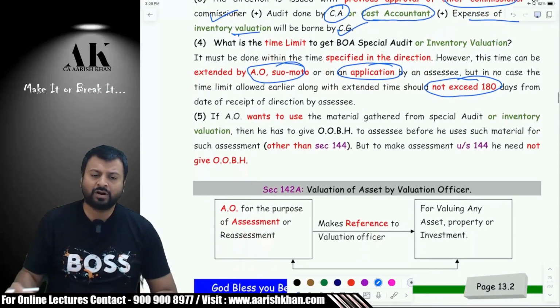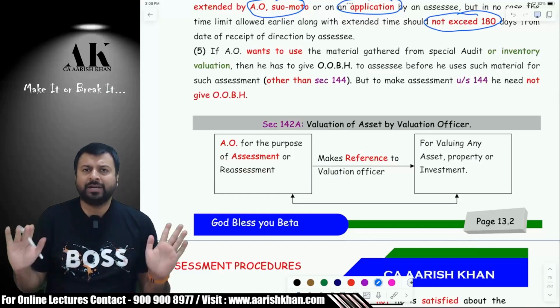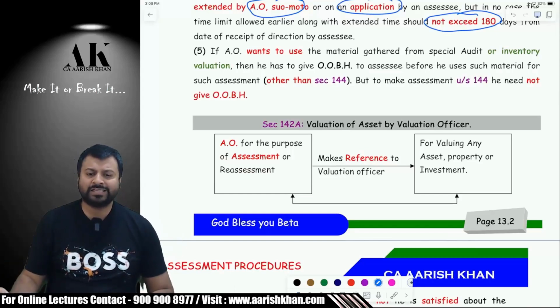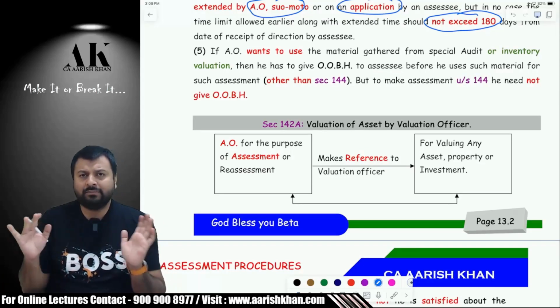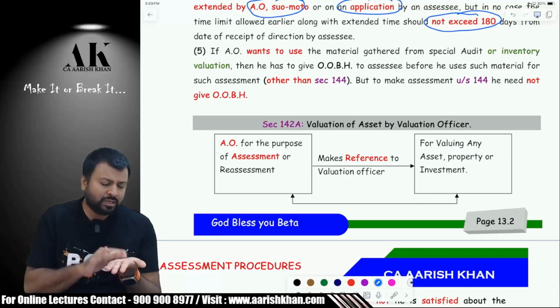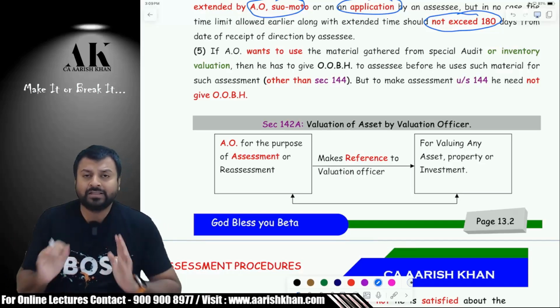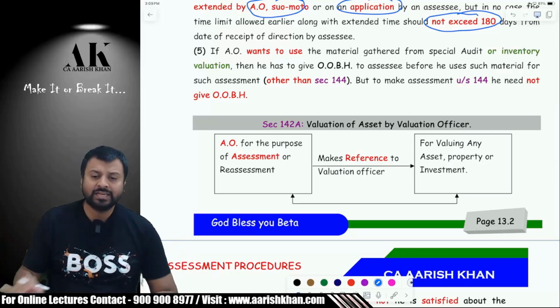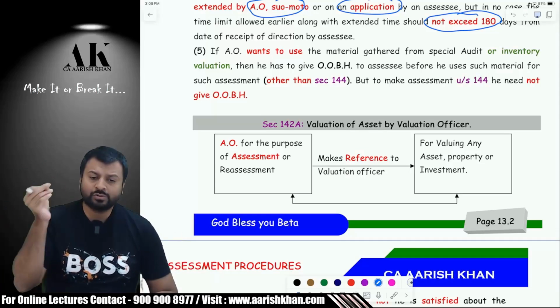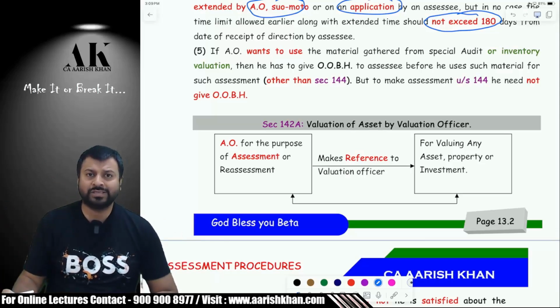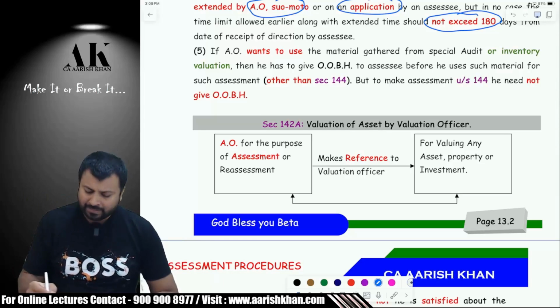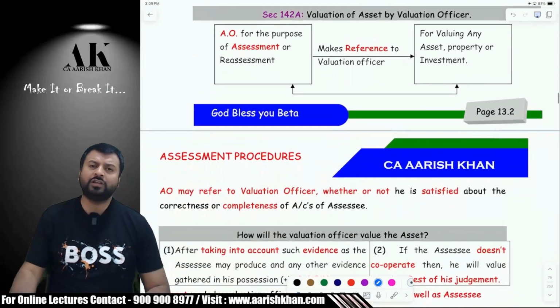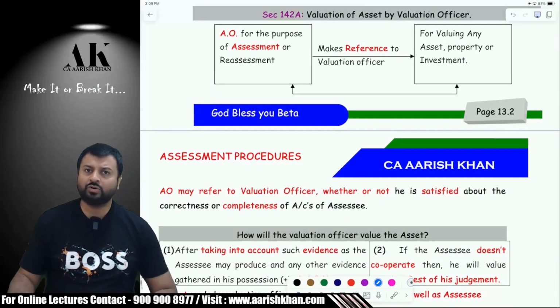Last but not least, suppose the audit is completed and the inventory valuation is done. Now the AO has the audit report and the inventory report, and he wants to use that in completing the assessment. Is he supposed to again give an opportunity of being heard? Yes, in case of regular assessment, he is supposed to again give an opportunity of being heard before using that material to complete the assessment. But in case of best judgment assessment, he need not give the opportunity of being heard to the assessee. I hope it is clear to all of you.